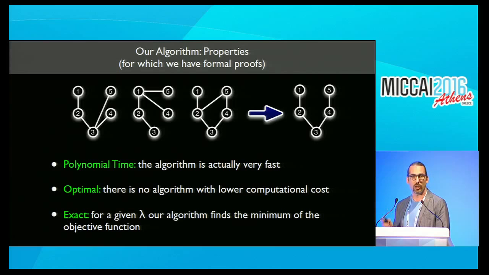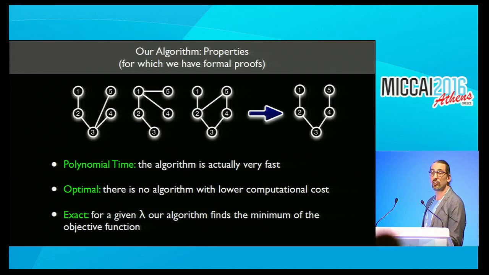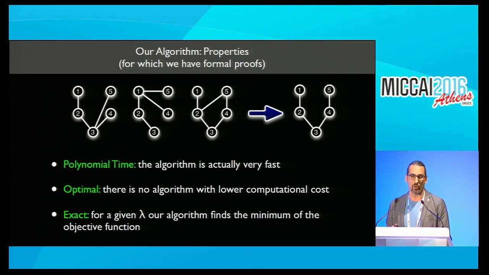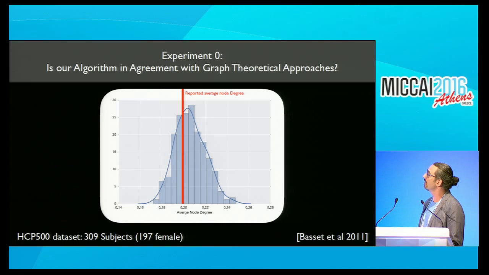And finally, the algorithm is exact, which means that if you still are going by the same model that we're proposing, for any given data set and parameter, you'll find the global optimum. You can find the sketch of the proofs in the paper, and we also have uploaded the full-length proofs.